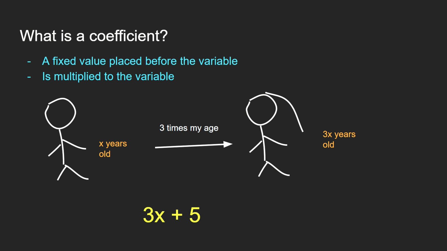So in our expression we have 3x plus 5, and this 3 is our coefficient. So basically the number before our variable is our coefficient, and it's multiplied to x, our variable. So let's say I'm 10 years old. If I'm 10 years old, my mother is 30 years old. And yeah, that is the essence of it.